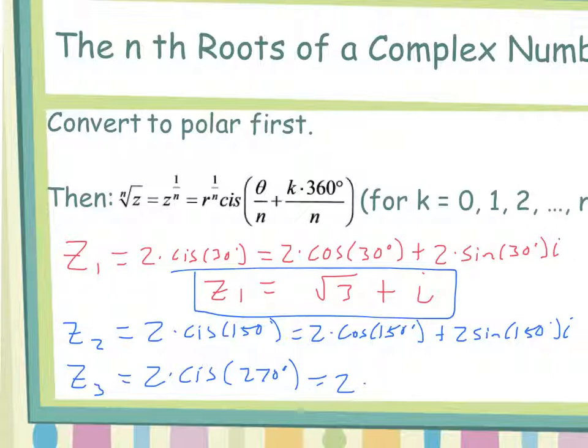And last but not least, I'd have 2 cosine of 270 plus 2 sine of 270 I. Okay. Same thing there. Evaluate cosine of 270 and sine of 270. You'll also find those values on the unit circle. Okay, so see if you can finish off this example with putting those back in standard form.